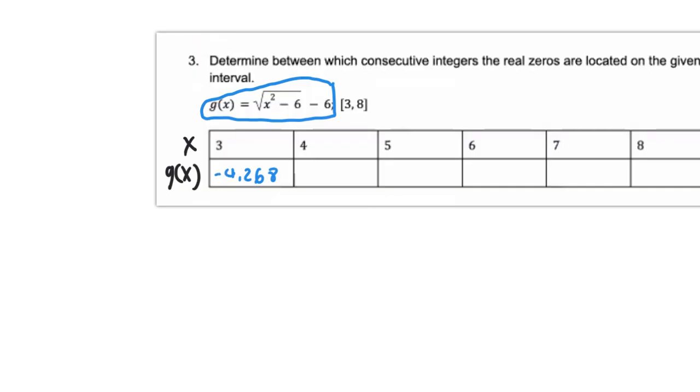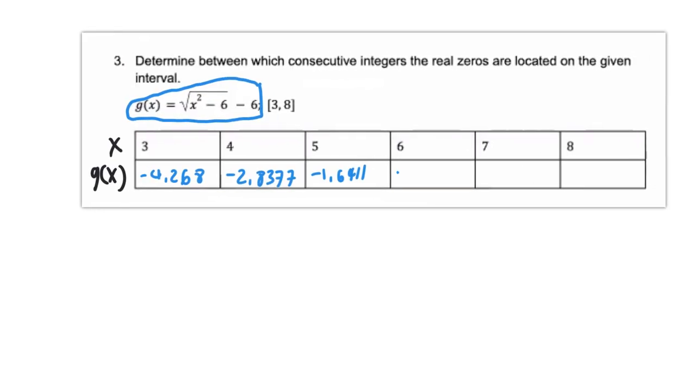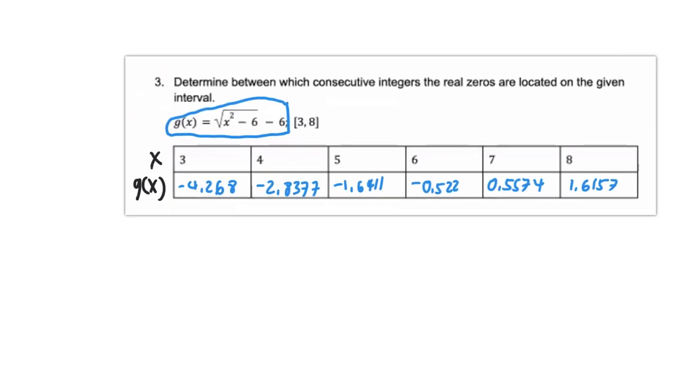2.8-ish. When I plug in 4, I get negative 2.8377. When I plug in 5, I get negative 1.6411-ish. When I plug in 6, I get negative 0.522. We're getting closer to 0, I'm noticing. When I plug in 7, we're getting this. And when I plug in 8, I get 1.6157-ish.